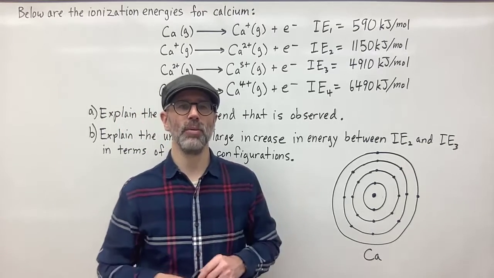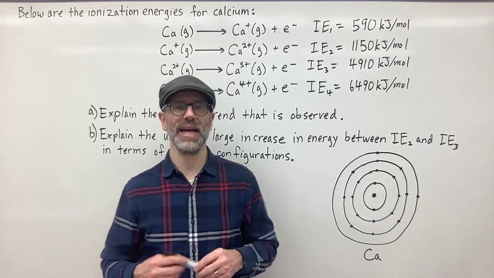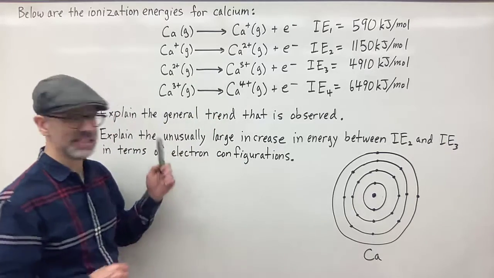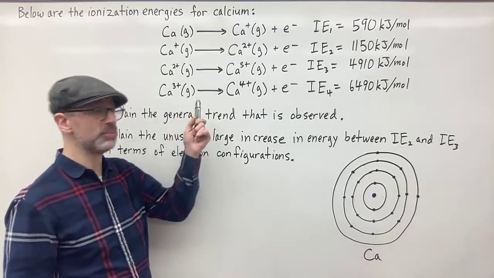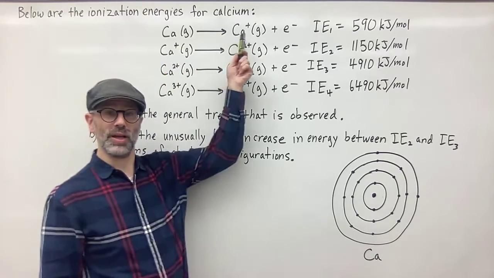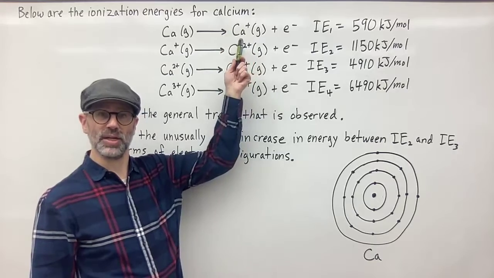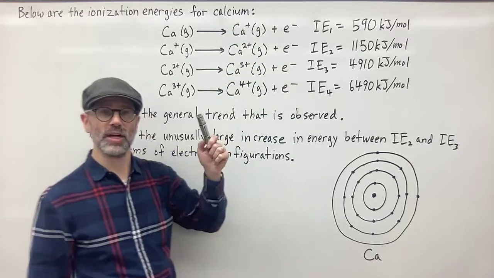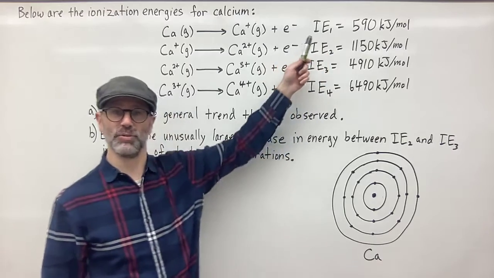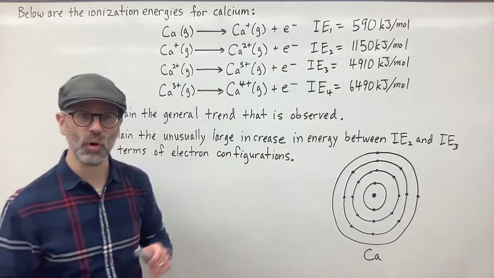All right, so in this problem, we're given below the ionization energies for calcium. So here are the successive ionization energies for calcium. We start with a calcium atom, and that loses one electron to form the calcium plus ion and one electron. And they give you the ionization energy. This is the first ionization energy, which is 590 kilojoules per mole.